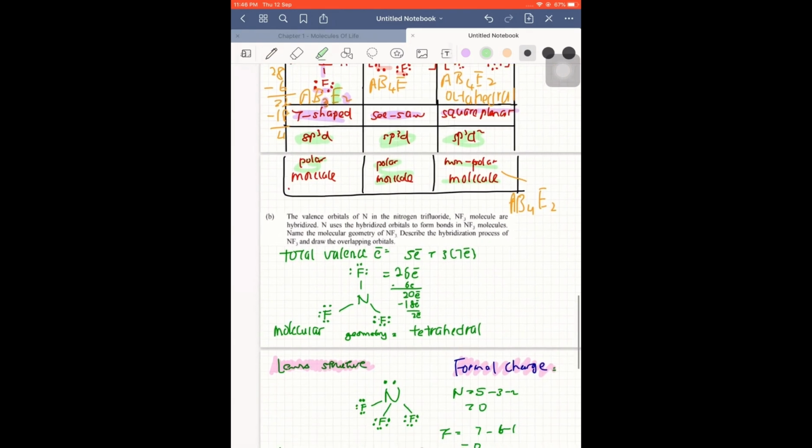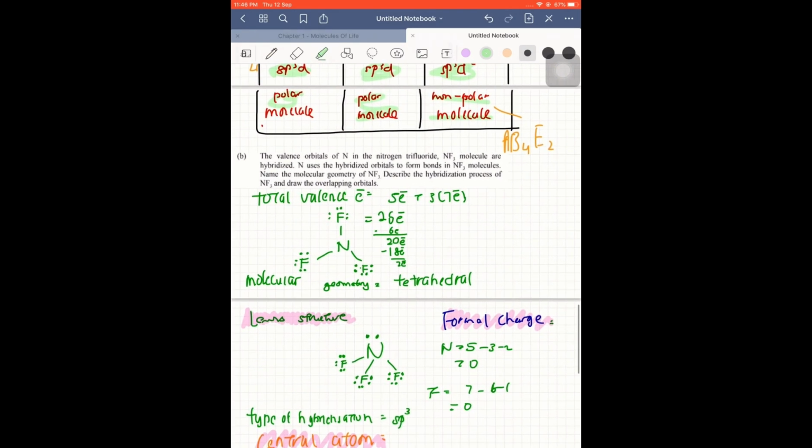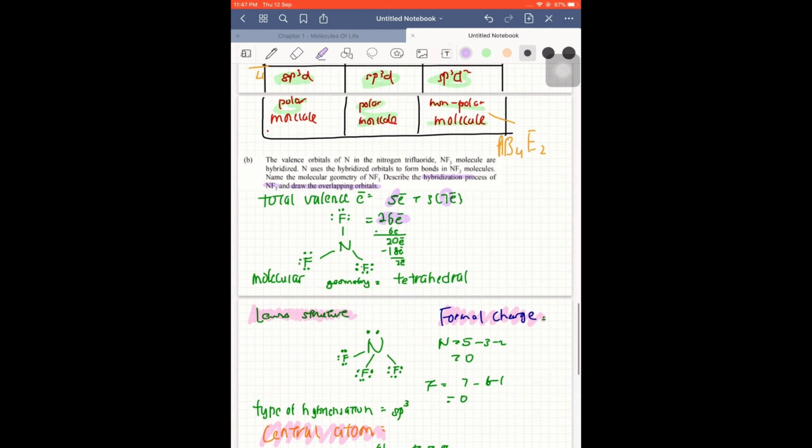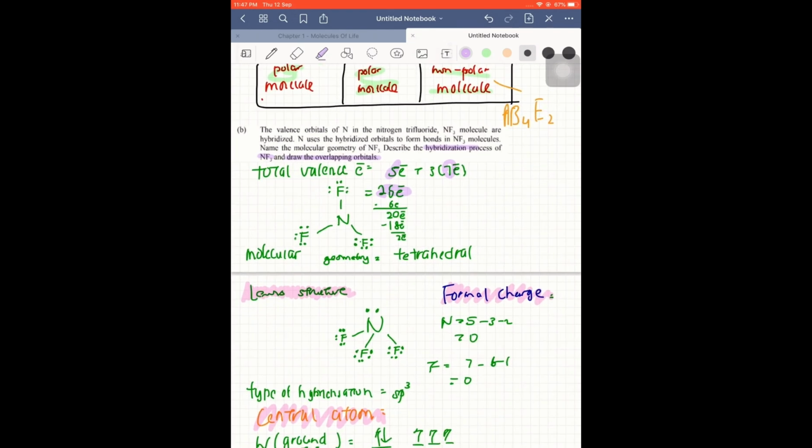Okay, move on to B1. For part B, we need to describe the hybridization process of NF3 and draw the overlapping orbitals. We need to draw the hybridization orbital for them. As usual, we calculate the total valence electrons. Nitrogen is 5 and F is 7, so the total is 26.